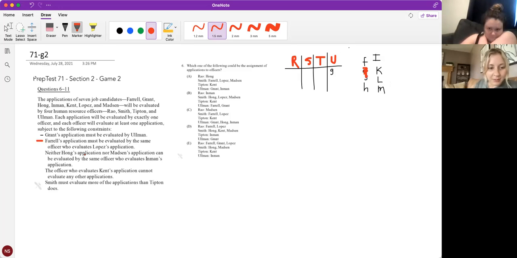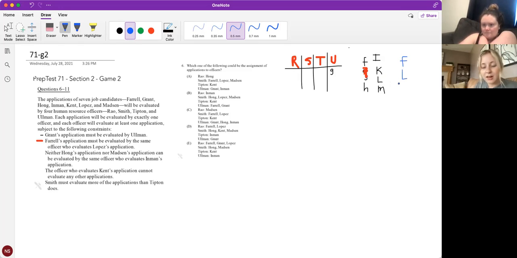Farrell's application must be evaluated by the same officer who evaluates Lopez's application. Okay, so F and L must go in the same one. So I would just draw this like F, L, and I would put a box around it.